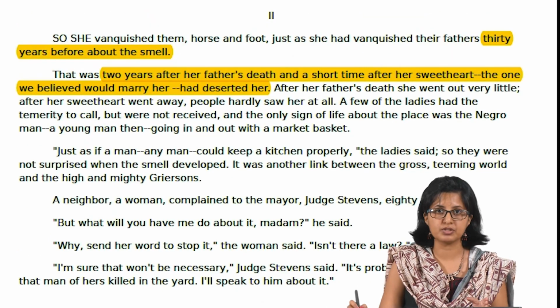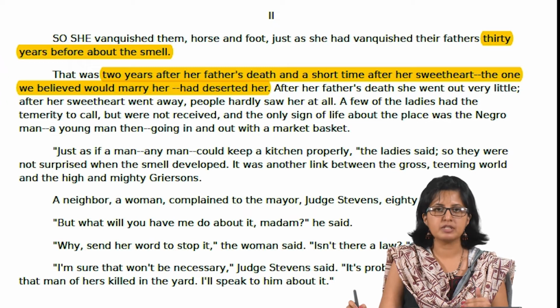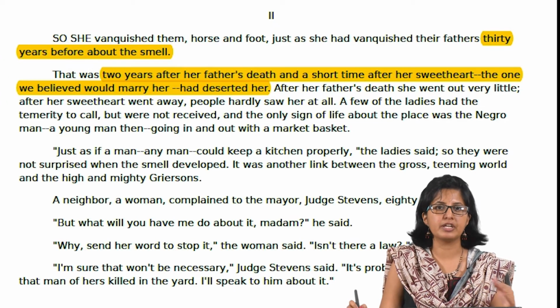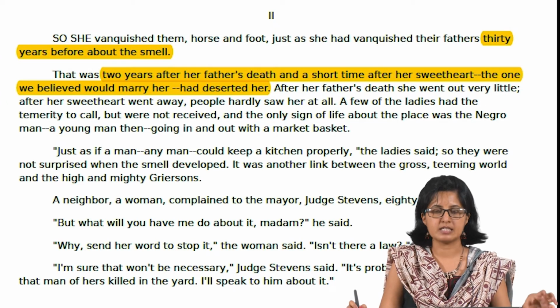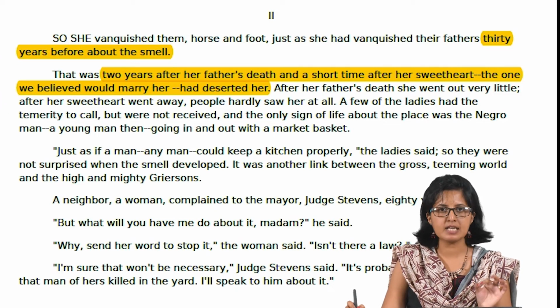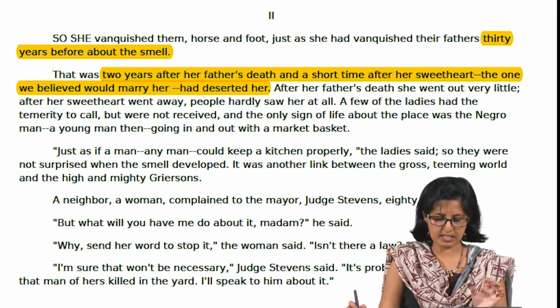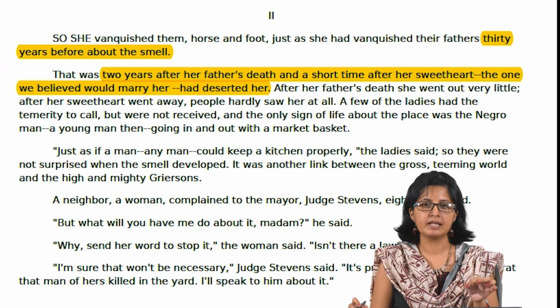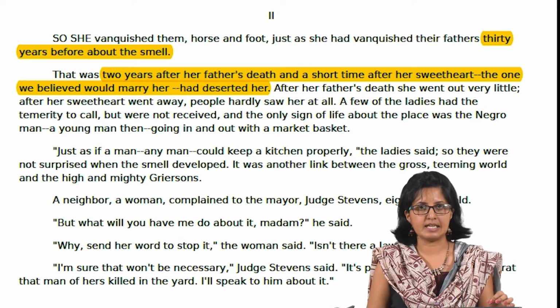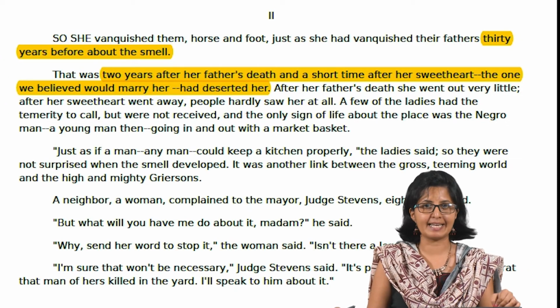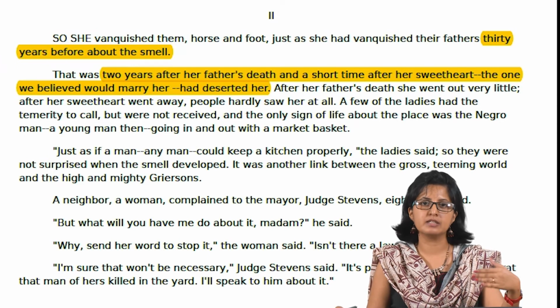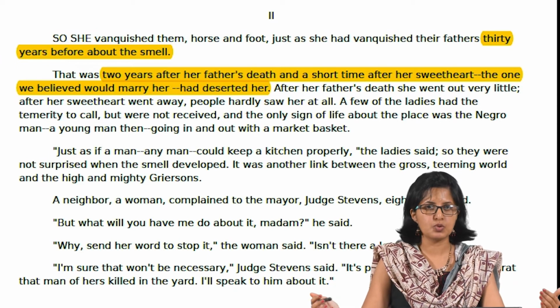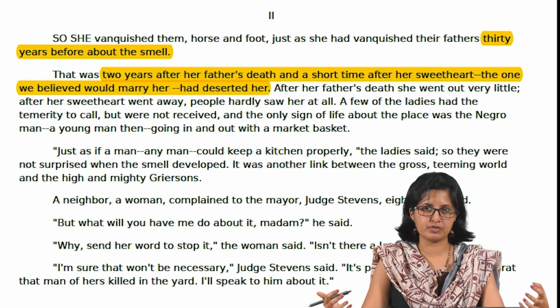If you look at the structure of the story, we will find that it is divided into different segments. When we come to the second segment, we are introduced to a different time period altogether, and this is how the time period is qualified. It is 30 years before the smell. The smell and the details around it, from where the smell came and what it had led to, that also forms the crux of the story.